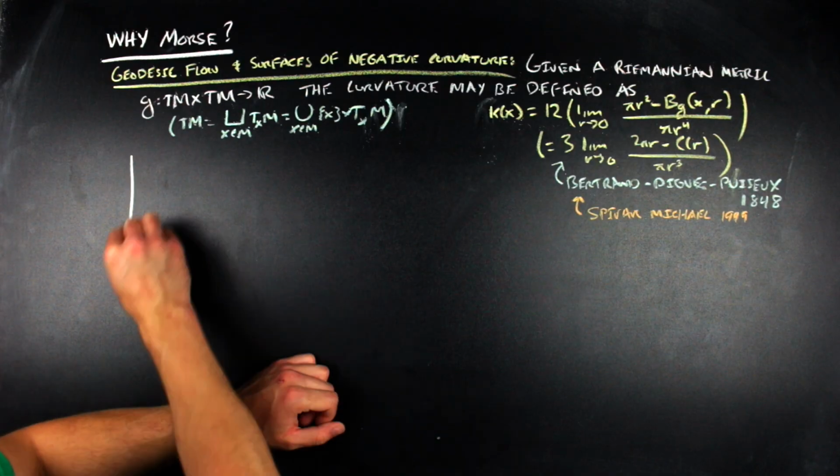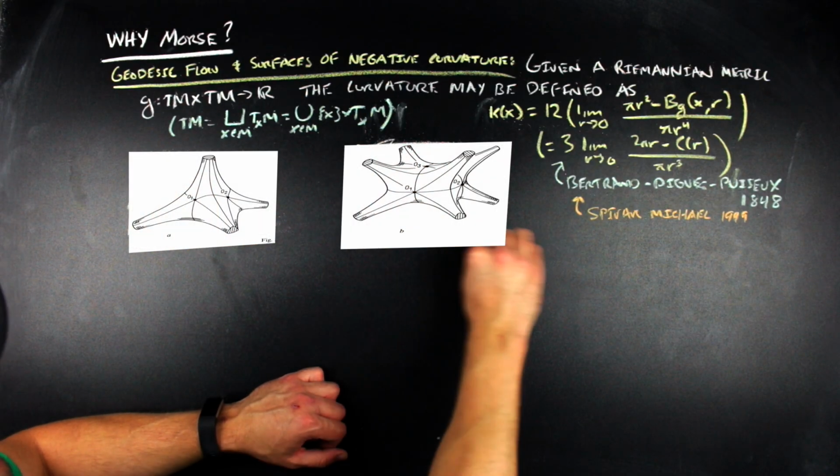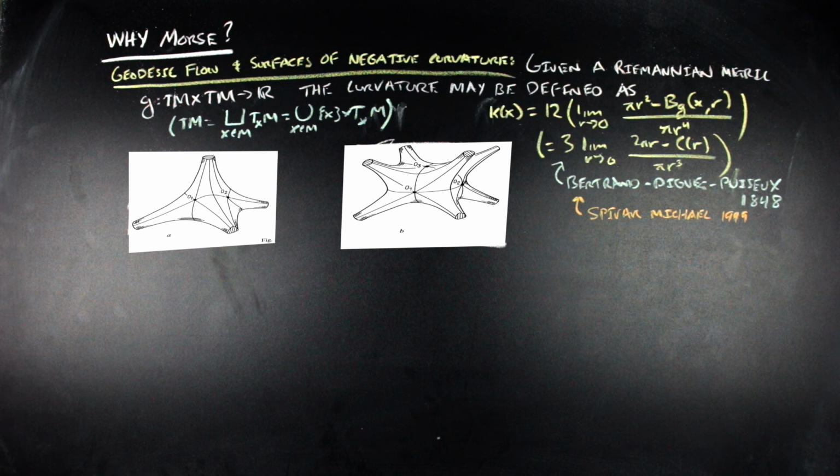Anyway, Spivak aside. So Morse, he's studying these surfaces of negative curvature. Here are some examples of such surfaces. A geodesic flow is just a flow along curves of least distance along the surface. This is the way you can think about it. So the geodesics in the plane are just lines, right? And the geodesics on the sphere are the great circles.